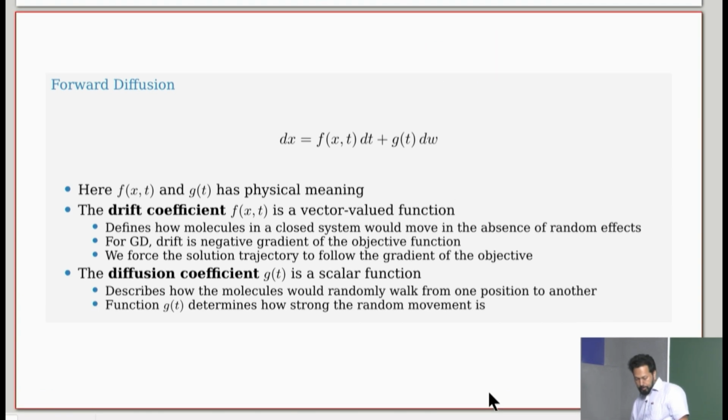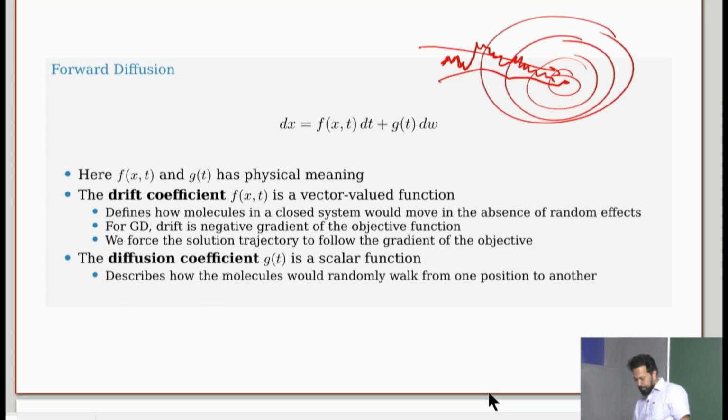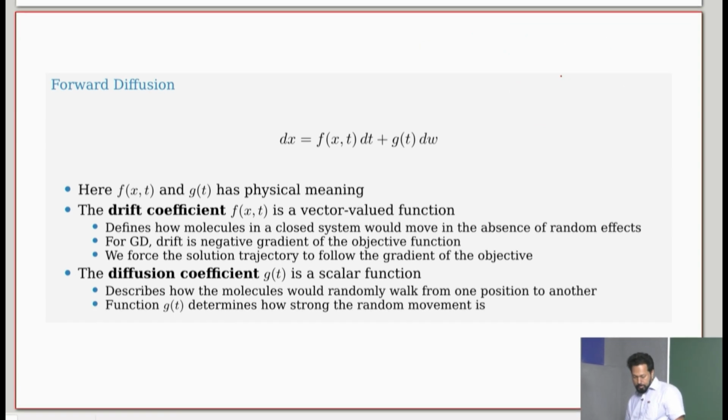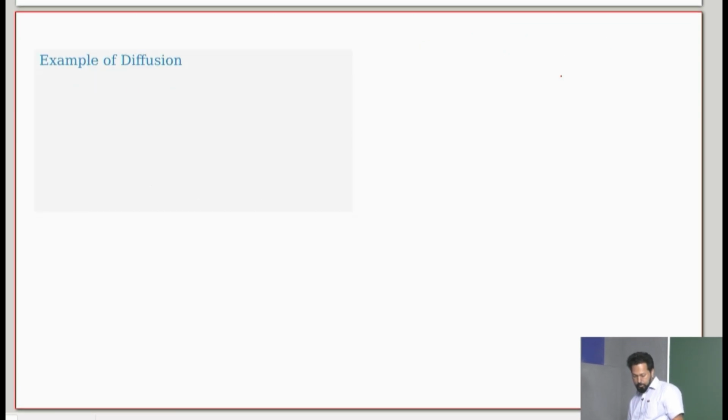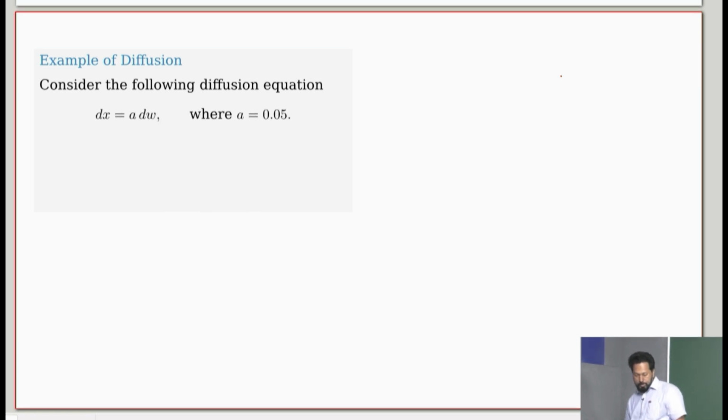So this determines how strong the random movement is. Basically from here to here, each step, how much fluctuation it will do. One possibility is that on average it goes this way, but it goes more like this. That is determined by this g(t), the diffusion coefficient.